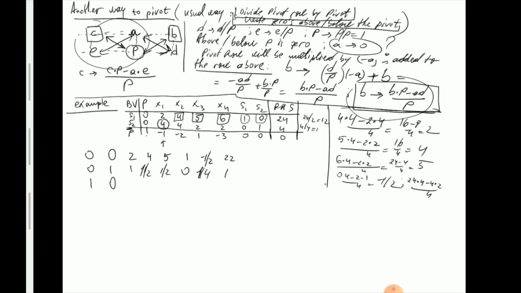Here we have to pay attention to some obvious negatives. So we're updating this one on the last row. So you're going to do 1 times 4 minus 1 times 2 over 4. That's 4 plus 2, 6 over 4, which is 3 over 2. So 1, 0. Let's see. I think I skipped one, didn't I?